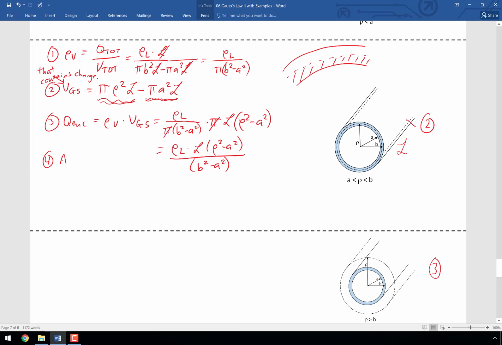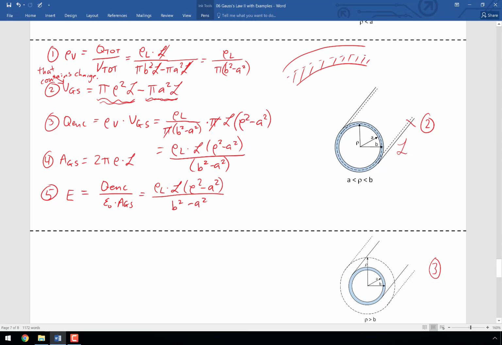Step 4, the area of the Gaussian surface is just the area 2 pi rho times L. That's the area of a cylinder whose radius is rho and whose length is L. And then step 5, the electric field is Q enclosed divided by epsilon 0 times the area of the Gaussian surface, which is rho sub L times rho squared minus A squared, all of that divided by B squared minus A squared.